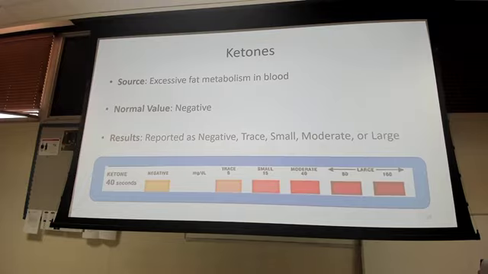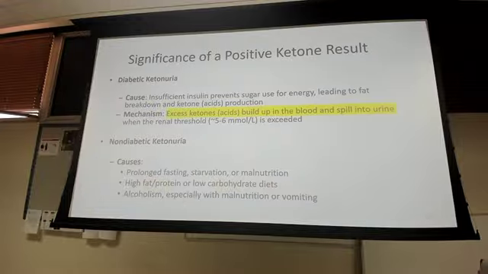All right, ketones. Ketones come from excess fat metabolism in the blood. It's supposed to be negative, but if it's not, we will report as trace, small, moderate, or large. So anytime we see any type of positive ketone result, you want to think of either prolonged fasting, starvation, or somebody might be on a ketosis diet. And you'll see that a lot in alcoholism as well.